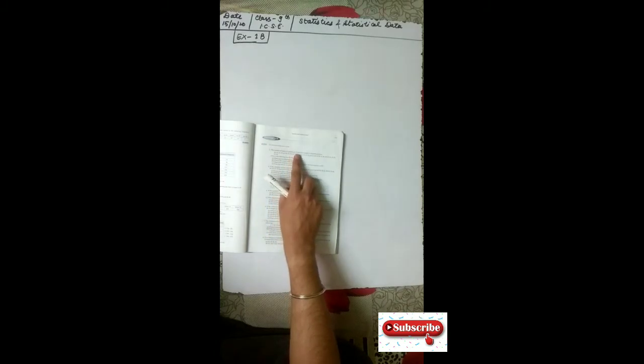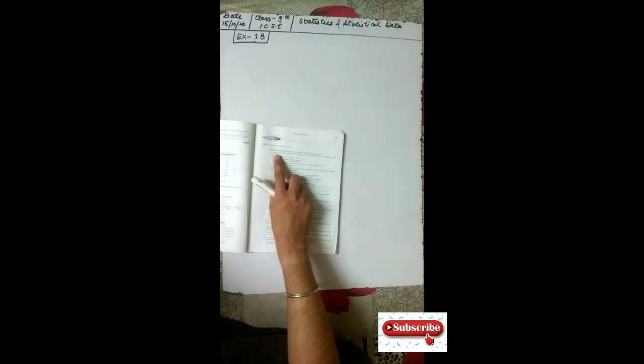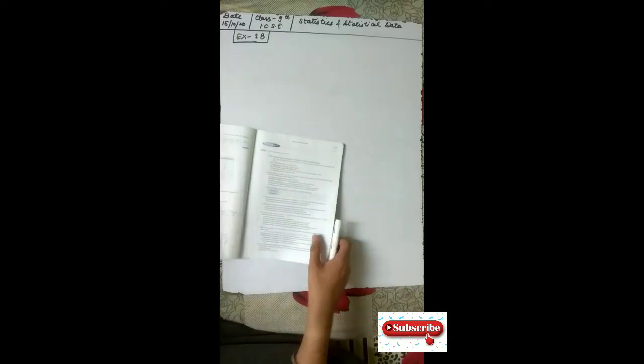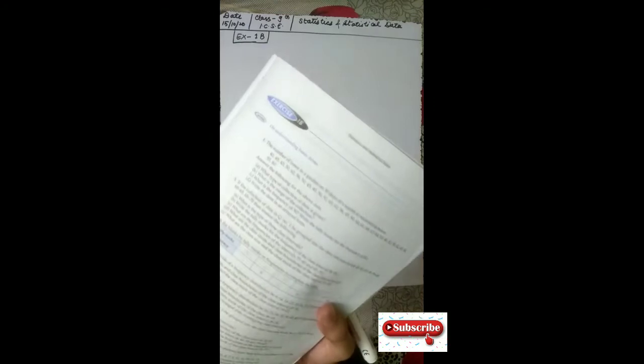I'm reading it. The number of roses in a garden on 30 days of a month is recorded as below. Of 30 days, you are given the number of roses in the garden. Answer the following for the above data. So the very first question asks what type of collection of data this is. This is raw data. So you can write the first answer as raw data.